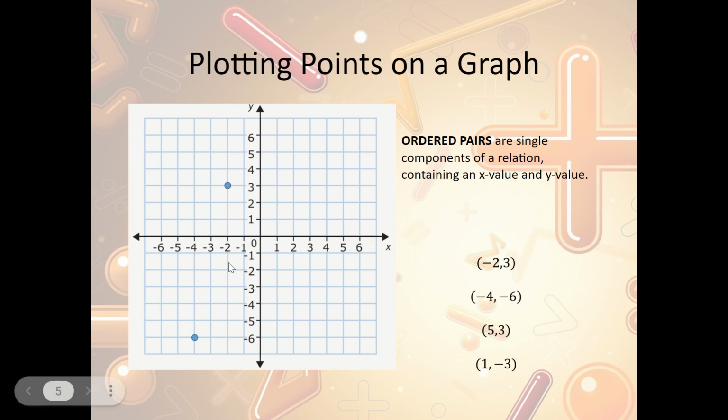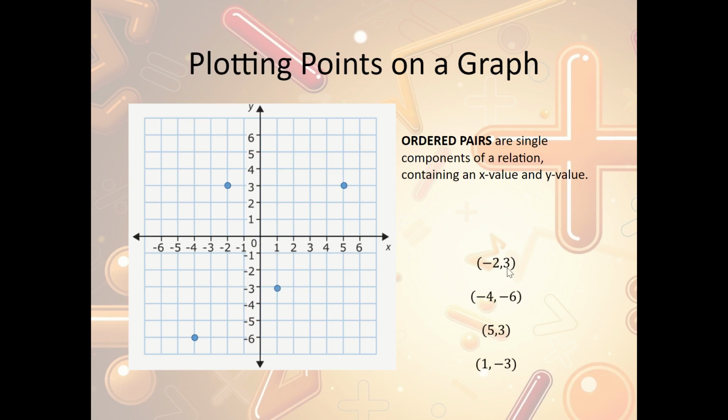Then I have (5, 3). So x is 5, so I'm going to go and find where x is 5, which is here. And y is 3, so I'm going to go find 3, which is right there. And there's that point. And lastly, I have (1, -3). So x is 1, so I'm going to go find 1 on the x-axis, which is here. And -3 on the y-axis, which is here. And I plot that point.